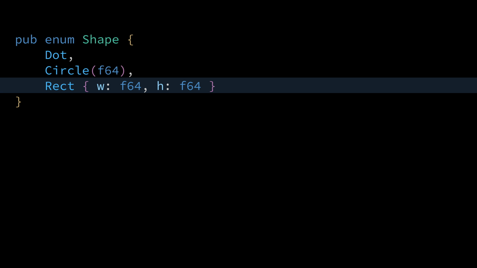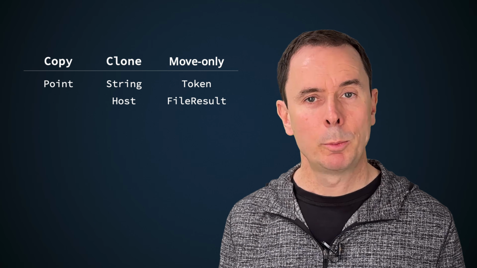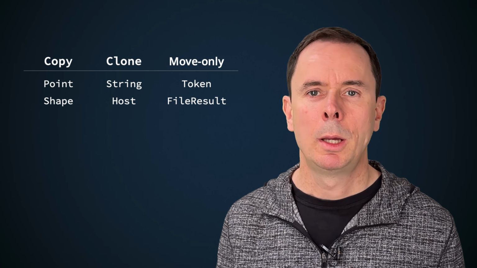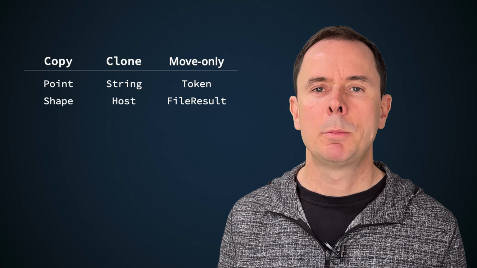I could have made this another tuple-like variant, but I wanted to show you an example with named fields. This shape type is definitely just plain old data, and all the fields are copyable, so let's derive Copy and Clone. And that completes our bingo card. We have enums that can be implicitly copied, enums that can only be explicitly cloned, and enums that are move only. As we saw earlier, we can write an impl block to add methods to our enum type.